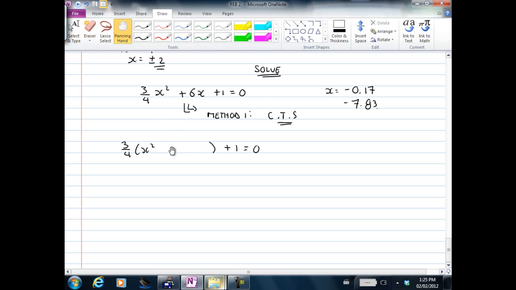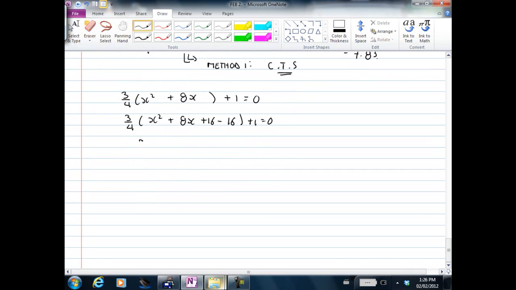Hartej, what goes after x squared? Yes, that's what I'm looking for, plus 8x. And I do the exact same thing that I've been teaching you guys. I'm going to complete the square: plus 8x plus 16 minus 16 plus 1 equals 0. There's no difference. That gives me 3/4 times (x plus 4) squared, and that is going to be negative 11. Yes? Negative 11 equals 0.